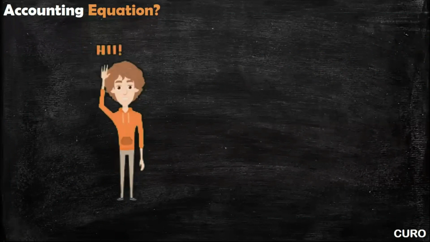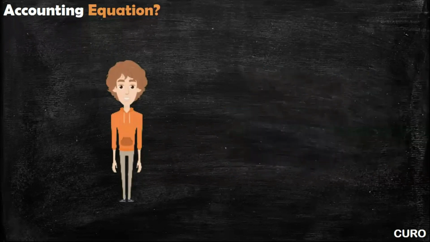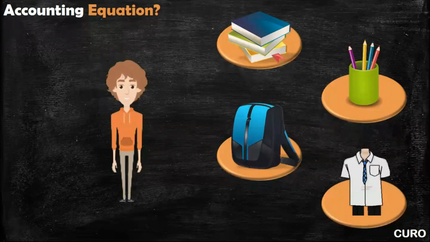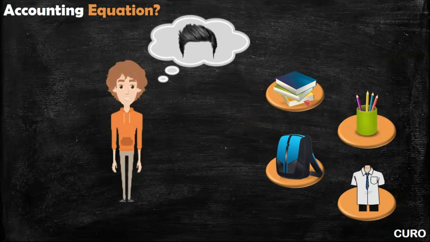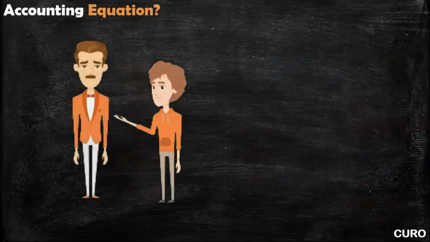Meet Atul. He is a 12th grade student and his school is about to restart in a few days. For the purpose, he needs to buy books, stationery, school bag, uniform, etc. to be school ready. And he also wants to have a cool haircut to impress his friends. So, he went to his father and asked him for money. His father gave him 5,000 rupees, which he thinks is not enough for him.